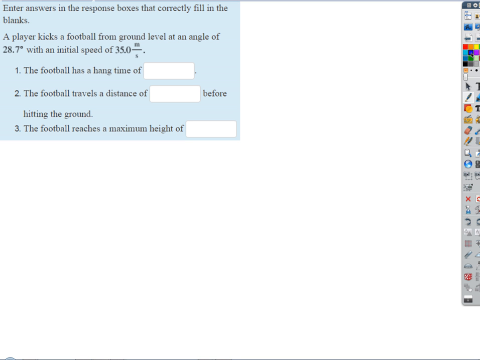So what can you tell me about the horizontal component of velocity during a projectile motion problem? It's constant. Horizontally the velocity is constant, while vertically it changes because gravity is acting. So let's break this up into horizontal and vertical components, X and Y. Maybe we need a picture.